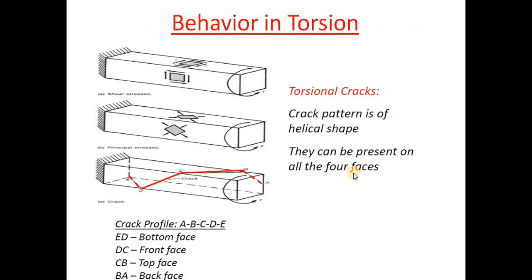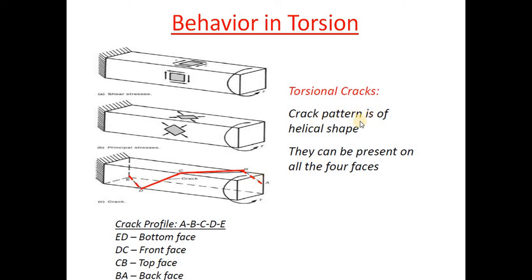You can see behavior in torsion. So this is a normal beam. Let us think that this is a cantilever beam. So shear stresses in this cantilever beam will be like this. But these are the principal stresses. So due to the application of torsion, this beam will try to twist, and cracks are going to occur in this particular shape. So this is called torsional cracking.